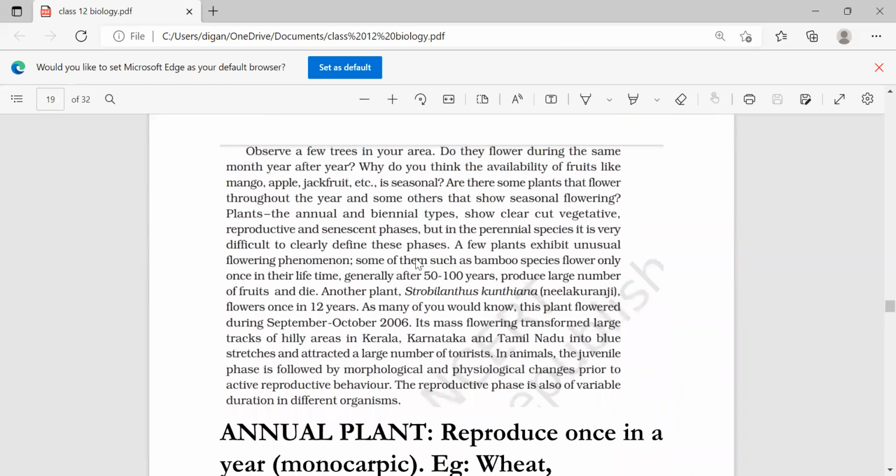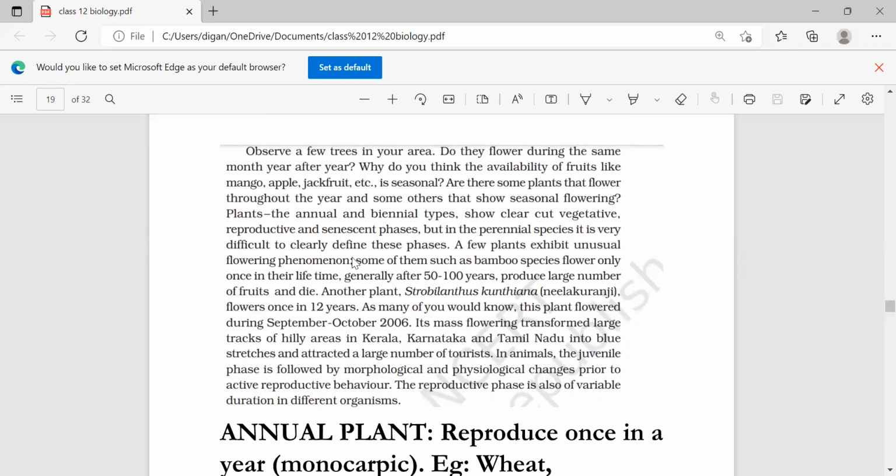Next, this paragraph is again given directly from your NCERT book. In this paragraph, some lines are given that some plants flower throughout the year and some other plants show seasonal flowering, the annual and biennial types. Again it is given that few plants exhibit unusual flowering phenomena, some of them such as bamboo species. Please remember this line: bamboo species flower only once in their lifetime, and generally after 50 to 100 years.